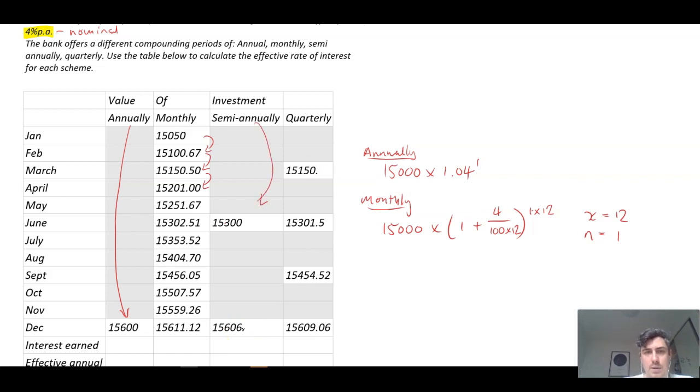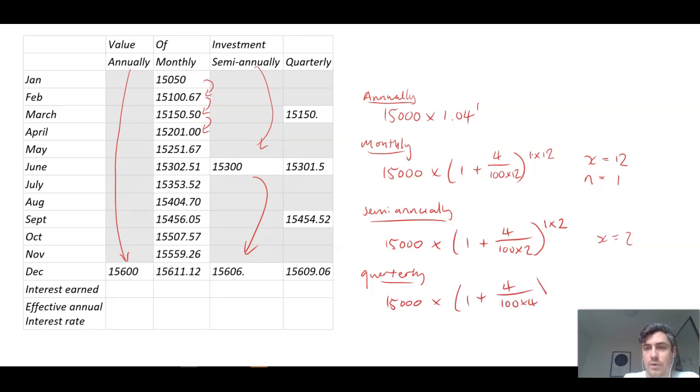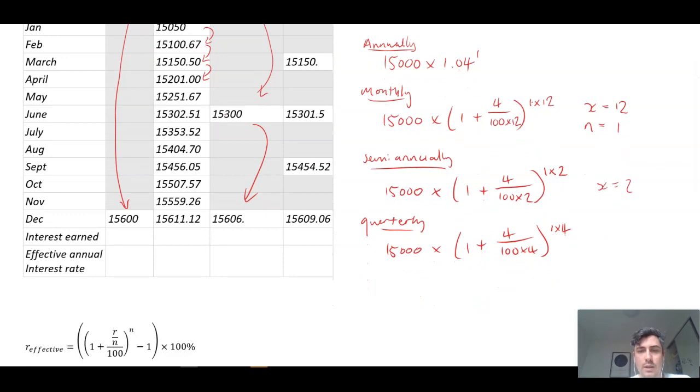Semi-annually happens twice. They do it once at 6 months and once at a year. So that's where you get 15,000 and you times by 1 plus 4 over 100 times 2. That chops the 4 up into 2 pieces, and this is going to happen 1 times 2 times. So it's going to be for a year twice. And that gives you 15,606. Then you can see if you do it quarterly, similar procedure, 15,000 times by 1 plus 4 over 100 times 4, 4 there.